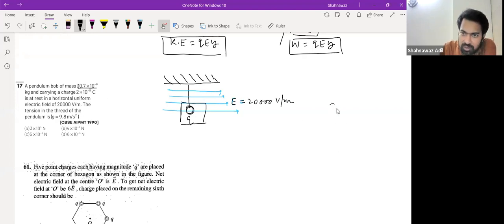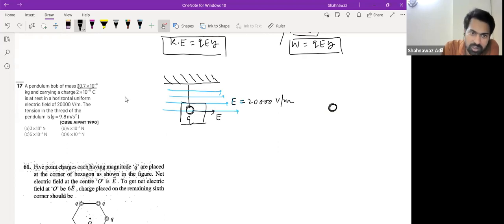this mass, right? So this is the electric field. So where is the force, guys? Where is the force? On the right, left, up, down? Where is the force? Down. Did you say down? Yes, sir.